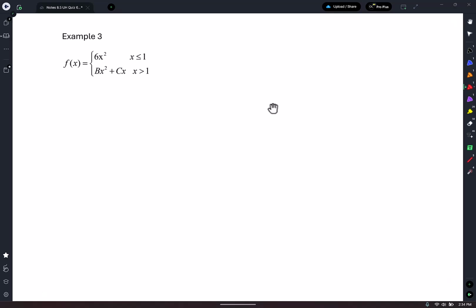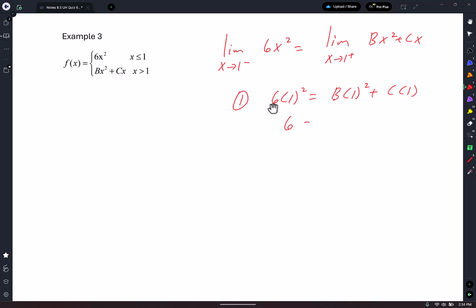All right. At x equals 1, I better be continuous. So here you go. Limit as x approaches 1 from the left of 6x squared better equal limit as x approaches 1 from the right of bx squared plus cx. So from that, equation number 1: 6 times 1 squared better equal b times 1 squared plus c times 1. So 6 equals b plus c. So far, so good.